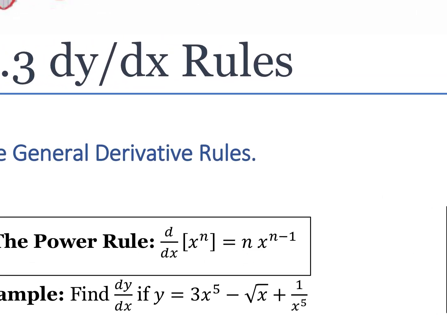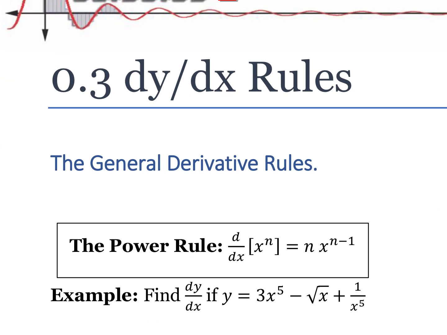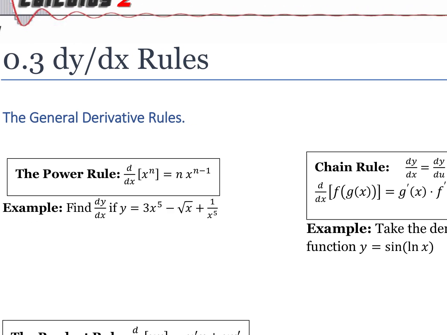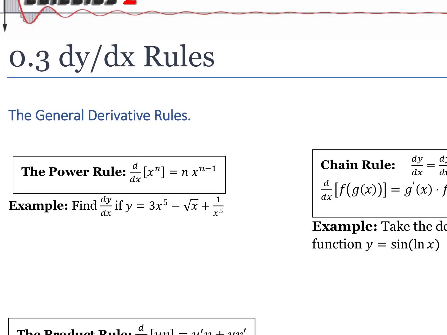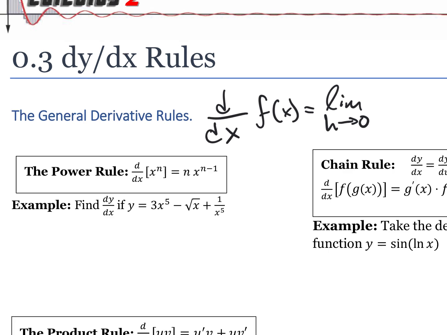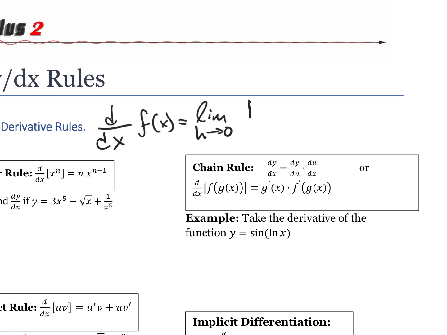All right, let's review some derivative rules as we review Calculus 1 here. First, let's remember what the definition of the derivative is. So if we have the derivative d/dx of f of x, this is the limit as h goes to 0 of f of x plus h minus f of x all over h.